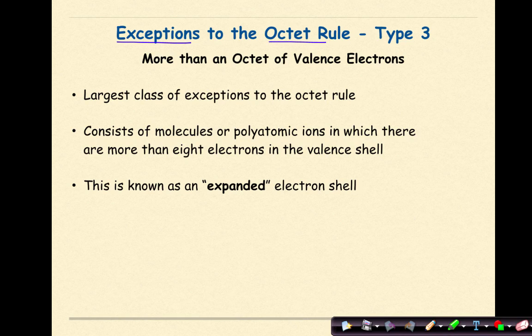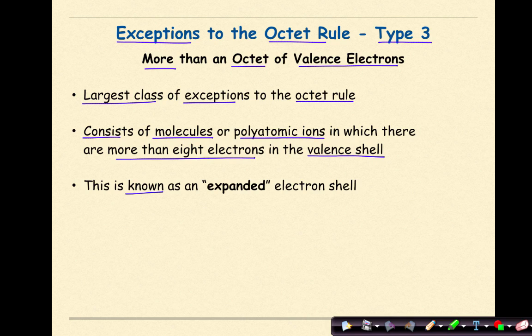Exceptions to the octet rule, type 3. More than an octet of valence electrons. This is the largest class of exceptions to the octet rule. It consists of molecules or polyatomic ions in which there are more than 8 electrons in the valence shell. This is known as an expanded electron shell.